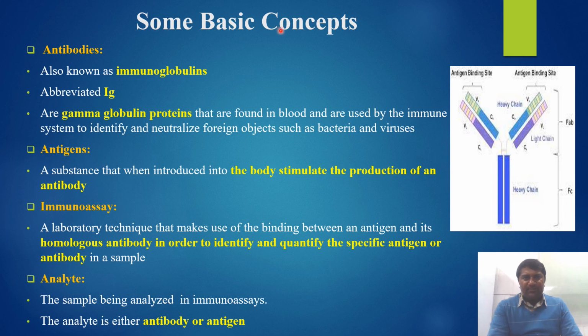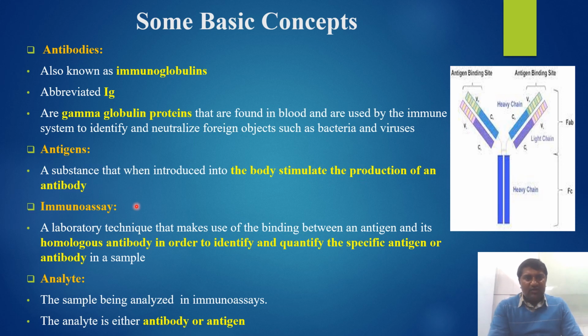So some basic concepts. Antibodies, also known as immunoglobulins and abbreviated as Ig, are gamma globulin proteins that are found in the blood and are used by the immune system to identify and neutralize foreign objects such as bacteria or viruses. And what is the antigen? It is a substance that, when introduced into the body, initiates the production of an antibody.